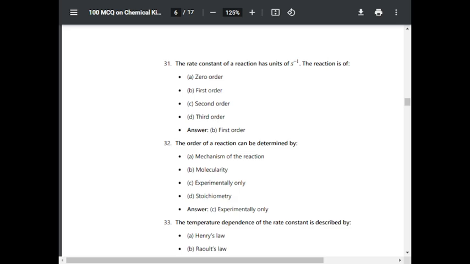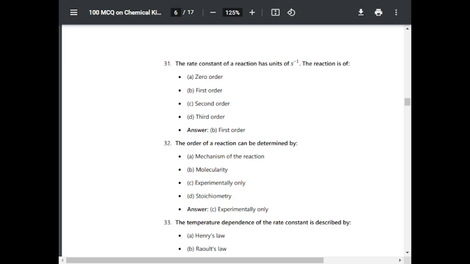Question number 32. The order of a reaction can be determined by, option A mechanism of a reaction, option B molecularity, option C experimentally only, option D stoichiometry.